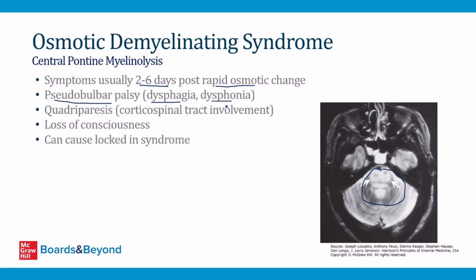You also have corticospinal tract fibers running through the pons, and so if those demyelinate, this can lead to quadriparesis. Besides this, you can also sometimes have loss of consciousness in the patient, or sometimes patients develop a locked-in syndrome, where they're only able to blink, they aren't able to otherwise communicate because they can't move the muscles of their mouth or their arms or their legs.